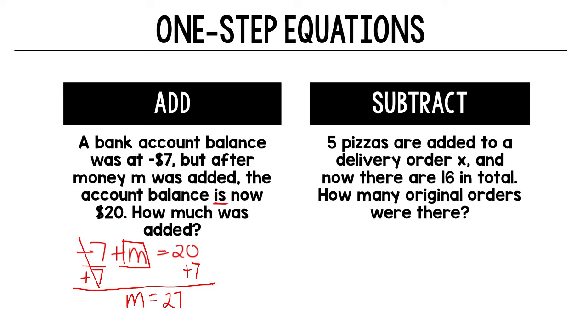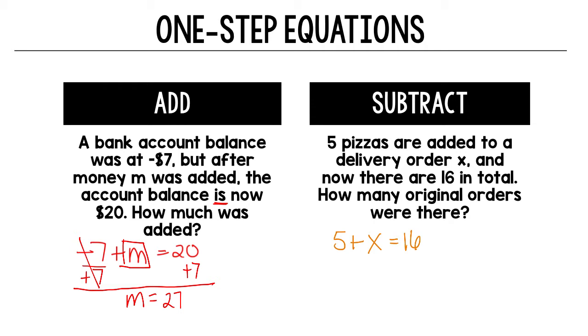Let's do another one. 5 pizzas are added to a delivery order X, and now there are 16 in total. How many original orders were there? Well, again, what do we have to add to 5 to get to 16? It's pretty easy to see that that's 11. You can just think about that and know what the answer should be.